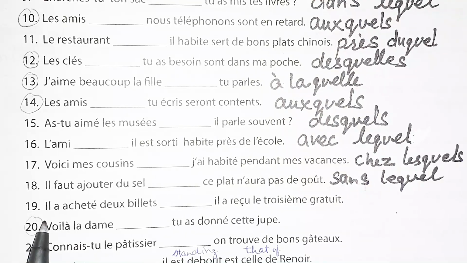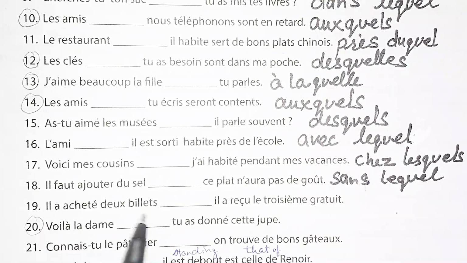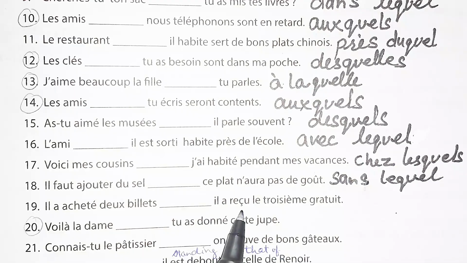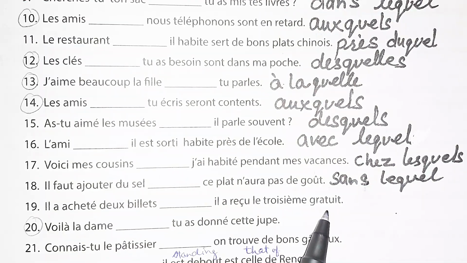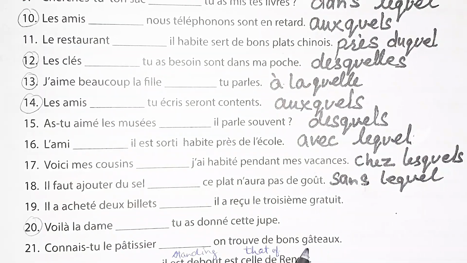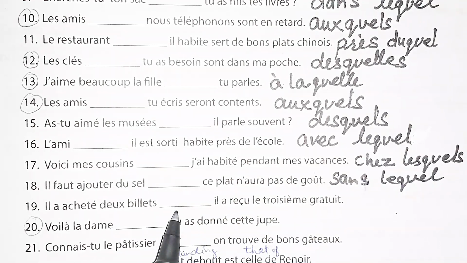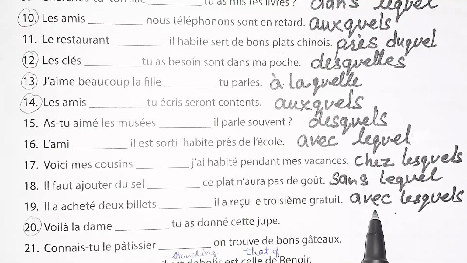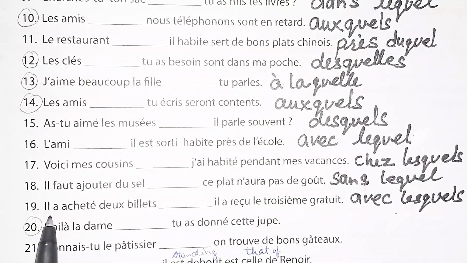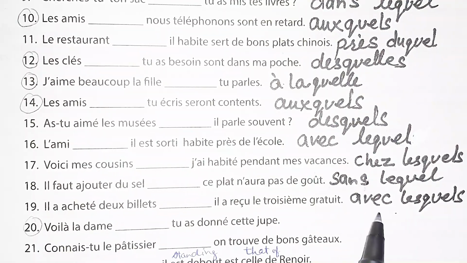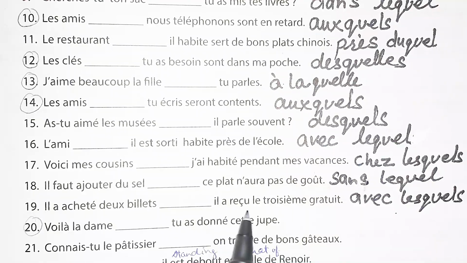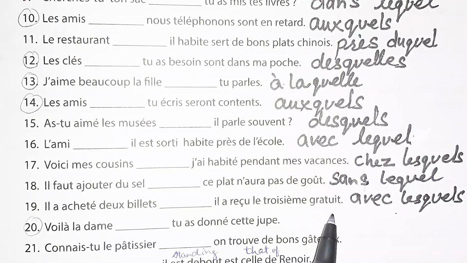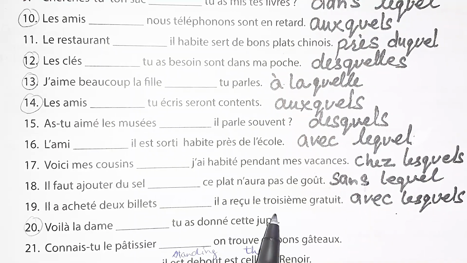Now the next statement is il a acheté 2 billets dash il a reçu le 3e gratuit. That means he bought 2 tickets with which he received the 3rd for free. So for saying with which, we need the preposition avec lesquels. Il a acheté 2 billets avec lesquels il a reçu le 3e gratuit. That means he bought 2 tickets with which he received the 3rd for free.